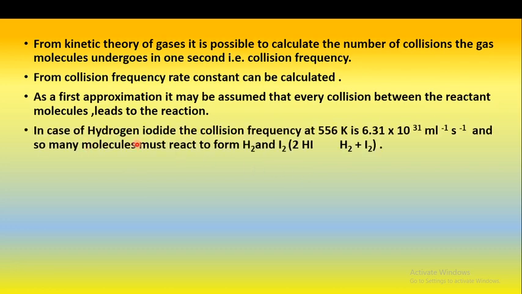In the case of hydrogen iodide, the collision frequency at 556 Kelvin is 6.31 into 10 raised to 31 per ml per second. So many molecules must react to form H2 and I2. Here two molecules of hydrogen iodide react to form hydrogen gas and iodine gas, and the collision frequency at 556 Kelvin is 6.31 into 10 raised to 31 per ml per second.